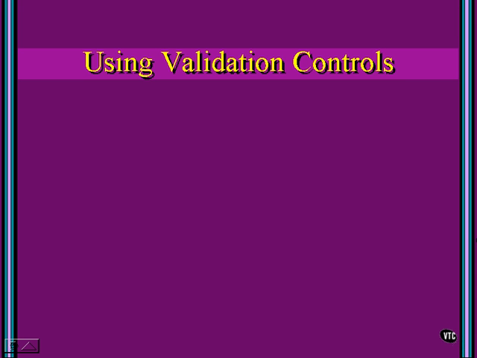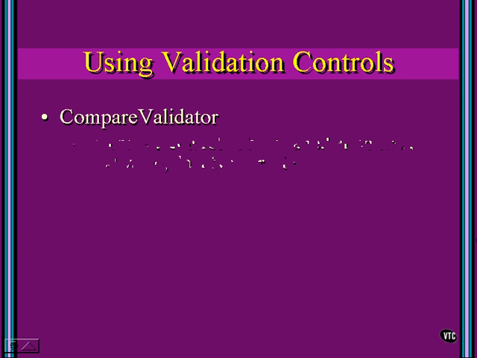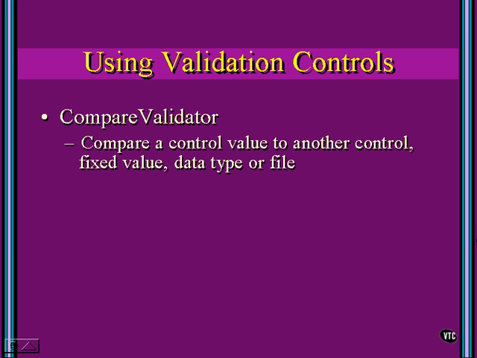Let's talk about actually using the validation controls now to carry out the validation that we need. I want to quickly go through the list of validator controls and explain what each one of them does, and you need to become familiar with this list so you know what you need to do. First off, we have the compare validator.